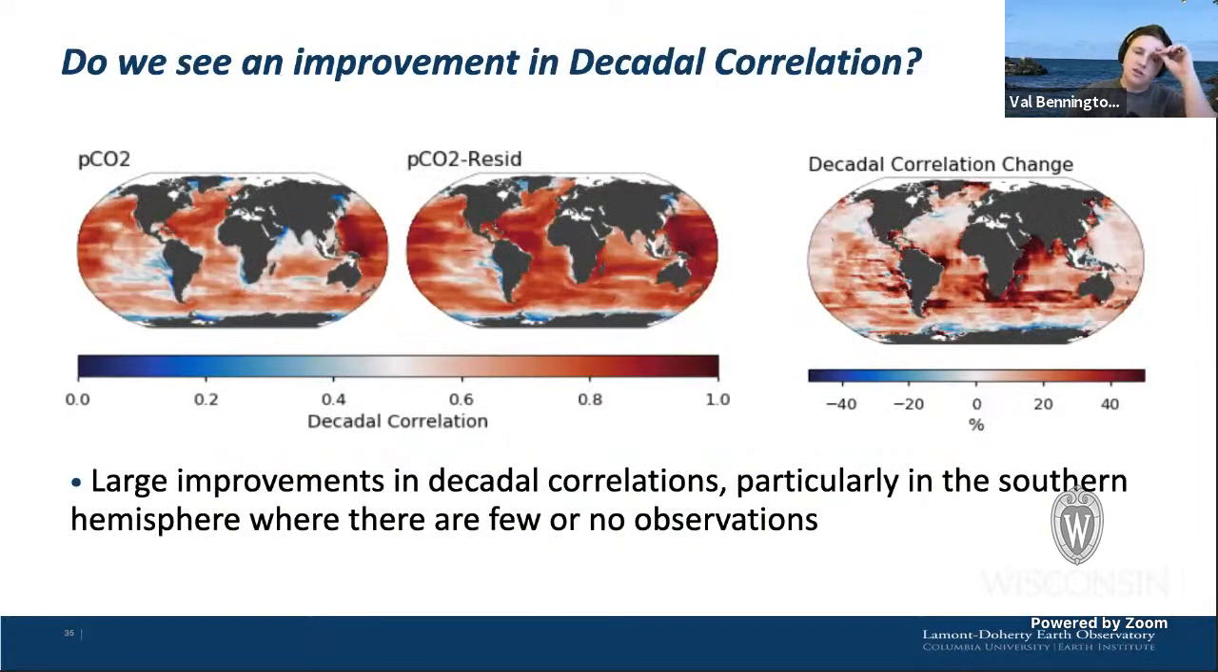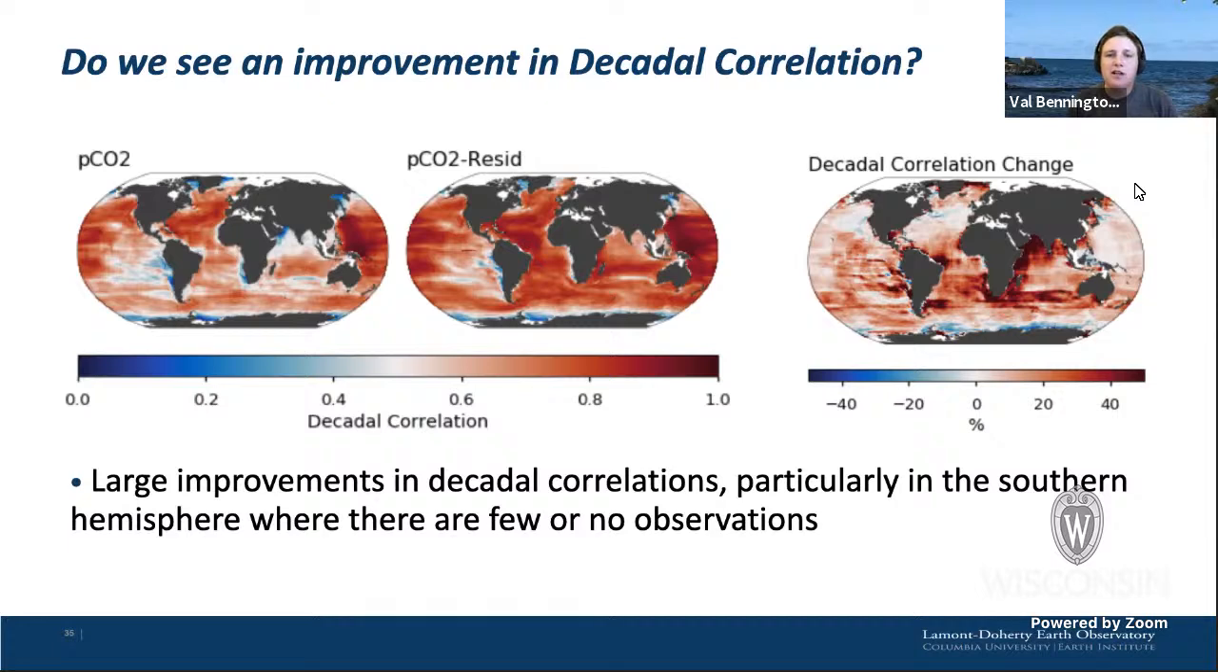And how about in longer term correlations? We looked at previous techniques and we weren't doing that well capturing longer term variability. So if we look at the decadal correlation in the PCO2 technique, as well as the decadal correlation in the PCO2 residual technique, you'll notice it's deeper red, which is better values, higher values in the residual technique. And here's the percent change between the two techniques. And you again see in these poorly sampled regions of the Southern Hemisphere subtropics, you see significant improvements in the decadal correlation.